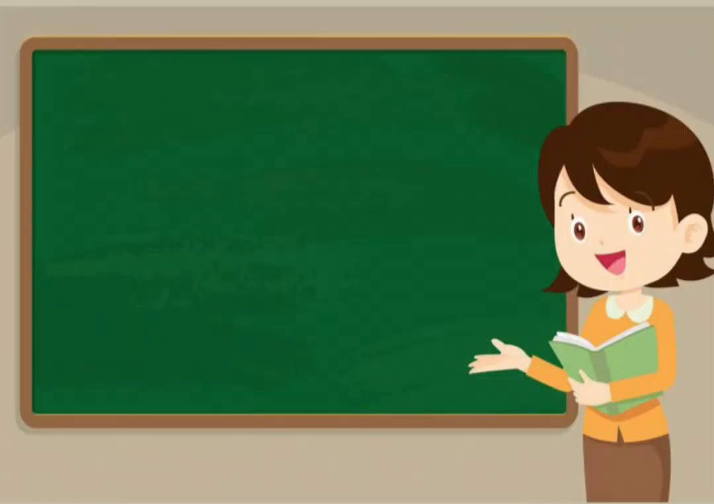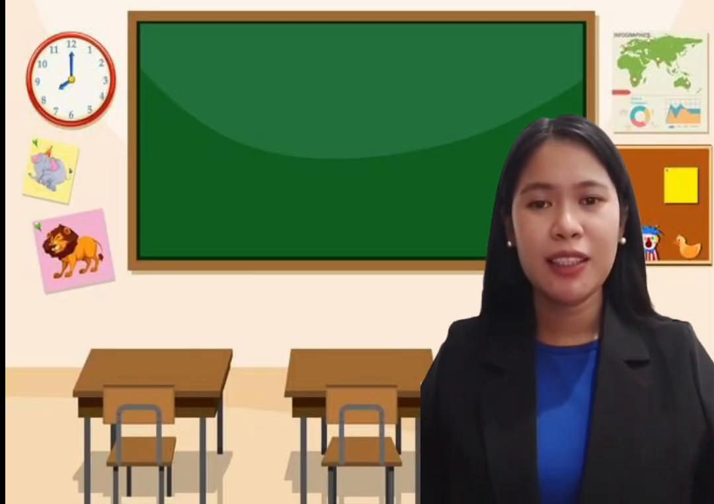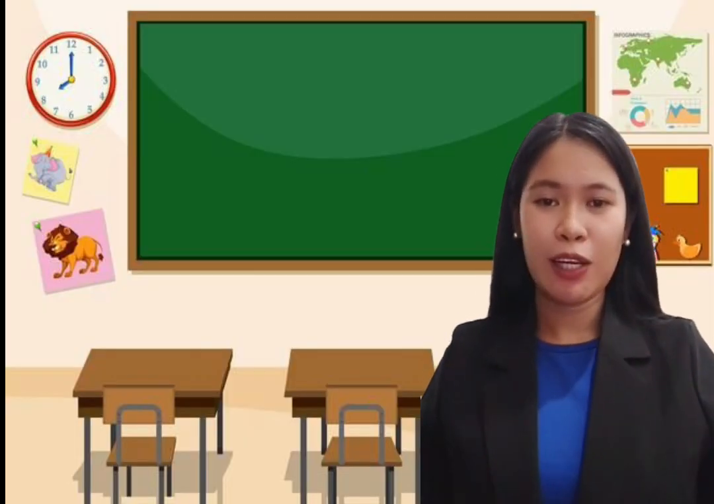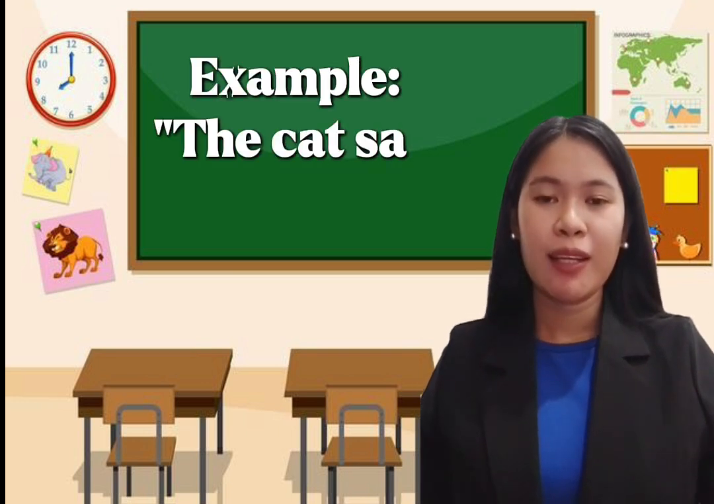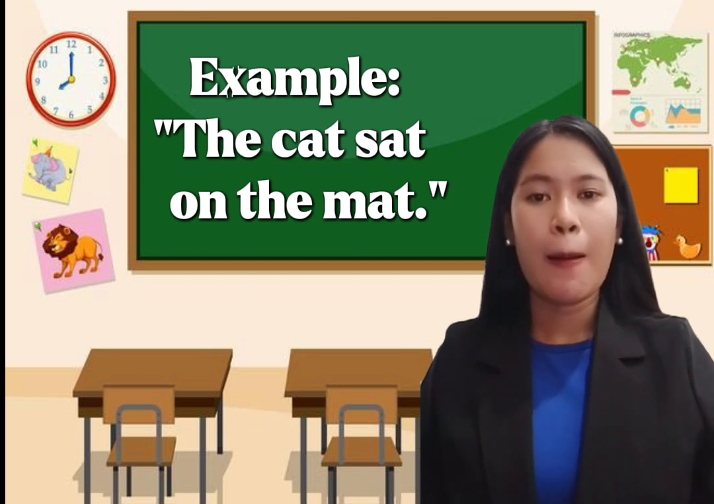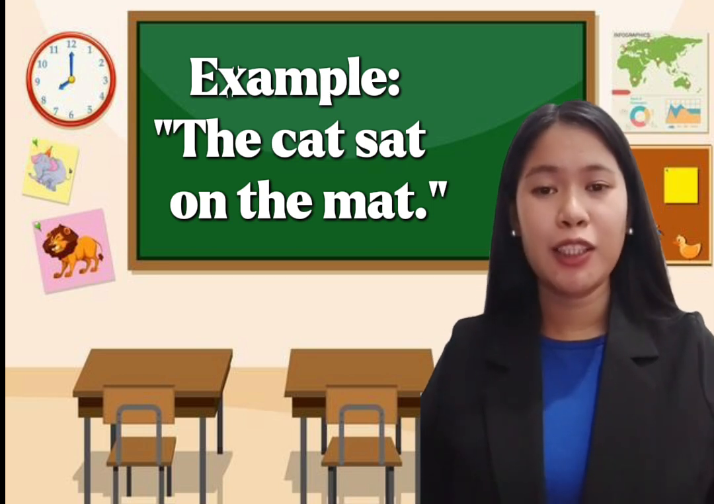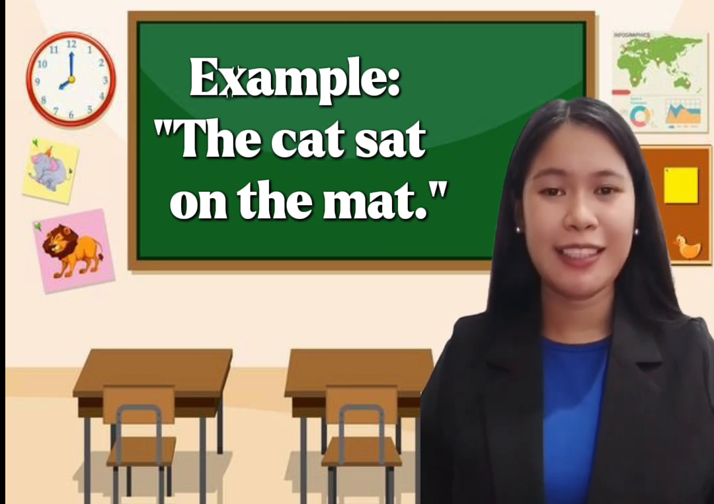So now let's proceed to assonance. So assonance is the repetition of vowel sound within nearby words in a line or sentence. It means that it is the repetition of vowel sound inside the words in a sentence. For example, the cat sat on the mat. The words cat, sat, and mat repeated the same A vowel sound. This creates a smooth and musical sound in the sentence.